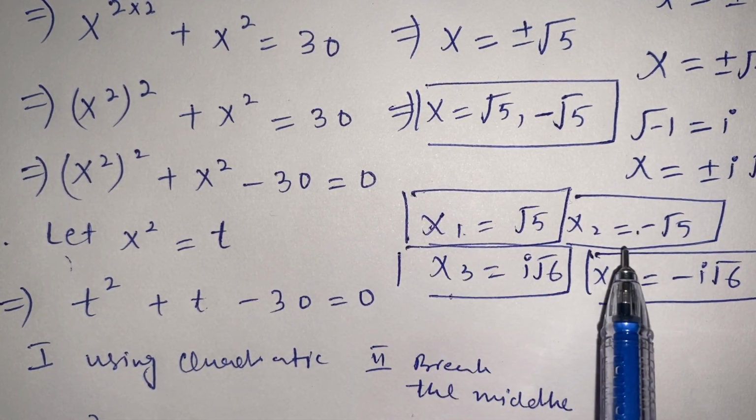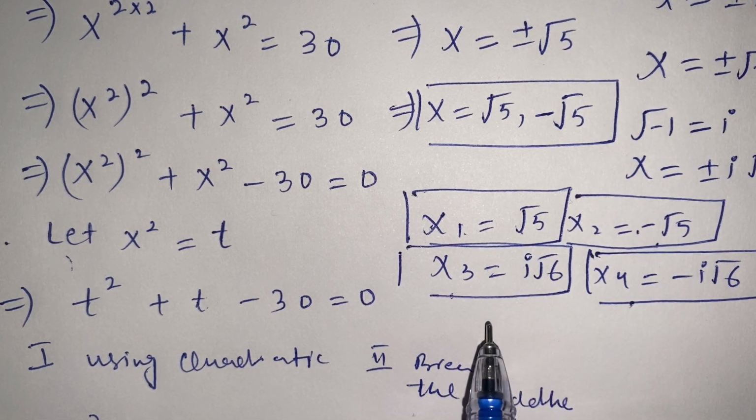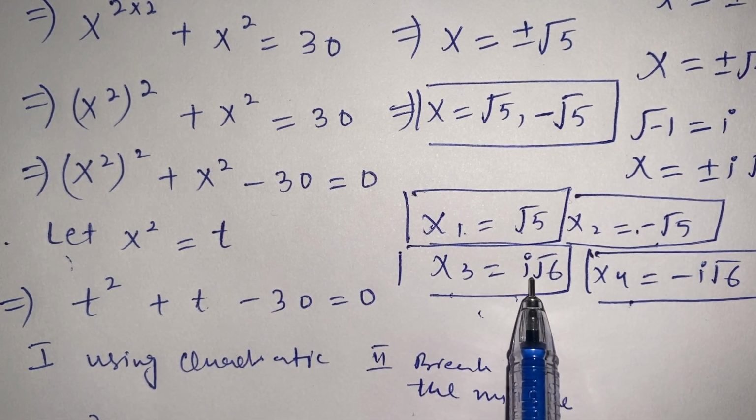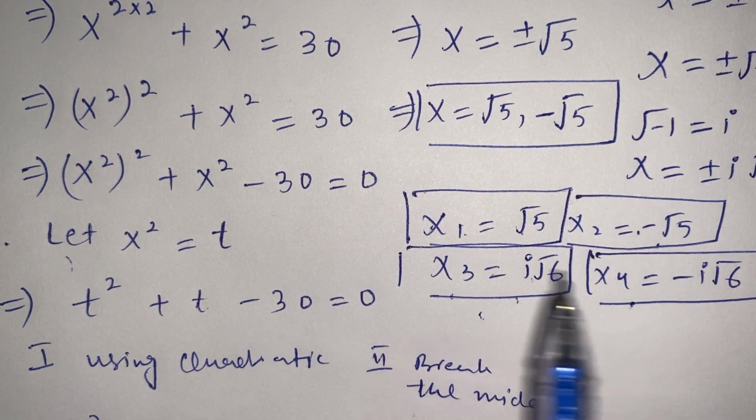Two belong to the real numbers, square root of 5 and minus square root of 5, but these two roots, that means iota square root of 6 and minus iota square root of 6, belong to the complex numbers.